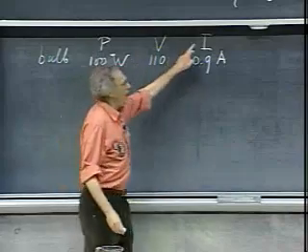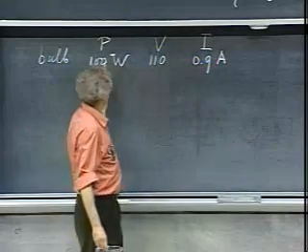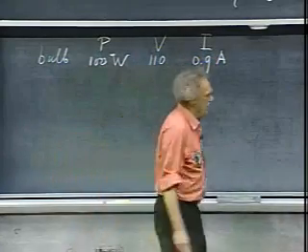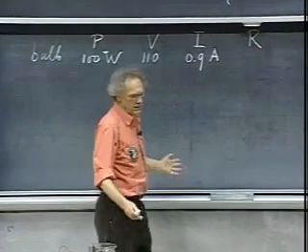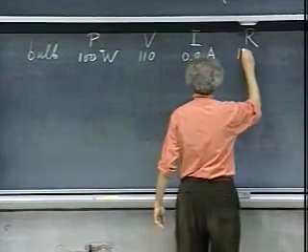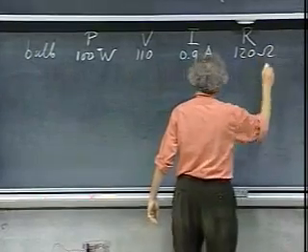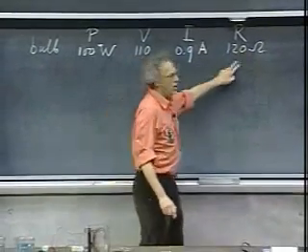P equals VI. This product must be 100. And then the resistance that you have is about 120 ohms. V equals IR.